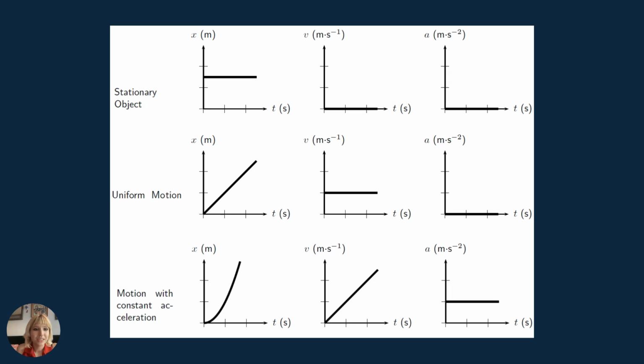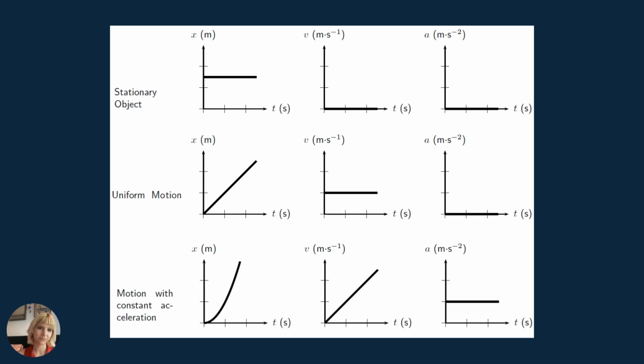Okay, so here's an example of some different graphs. For a stationary object, this means its velocity is 0. We have its position is not changing over time. It's just going to be a straight line. Our velocity, again, it's stationary, so it's equal to 0. It's going to be 0 for all of time. And our acceleration, since our velocity is 0, our change in velocity is 0, our acceleration is going to be 0 as well.